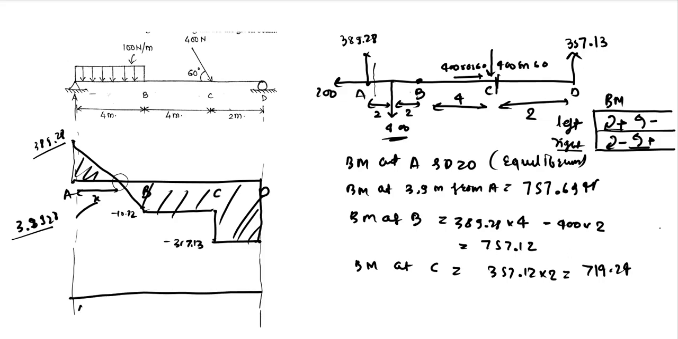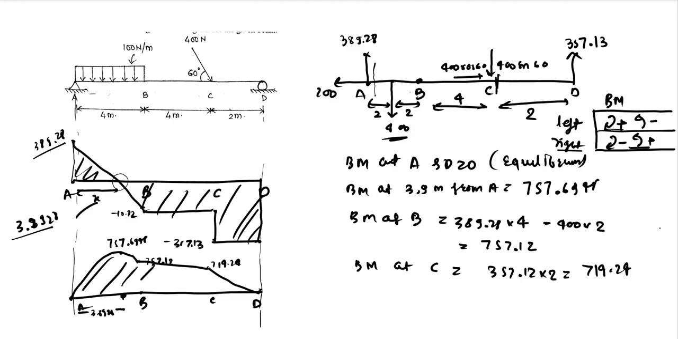So let us say this is our beam, which is A, B, C, and D. At A we are saying it is 0. At 3.8928 meter from A, it is maximum, which is 757.6945. At B, it is 757.12. At C, it is 714.24, and at D, it is 0. We know that whenever there is a UDL, the bending moment varies as a parabola, and whenever there is not, it varies as a linear, inclined line. So this is how you can draw your bending moment diagram. This is how you can solve your question.